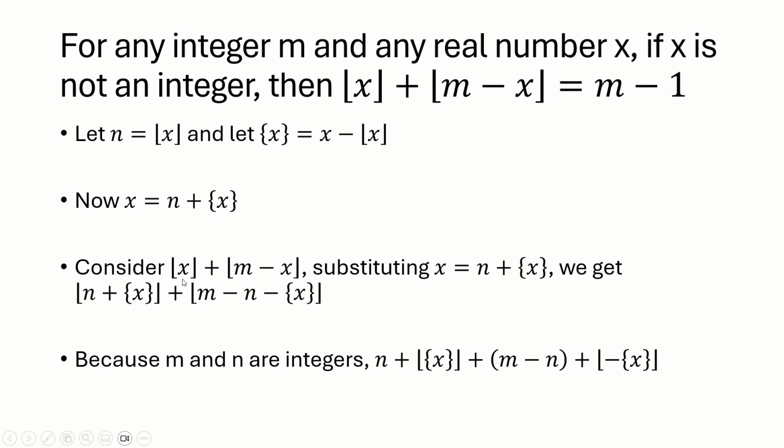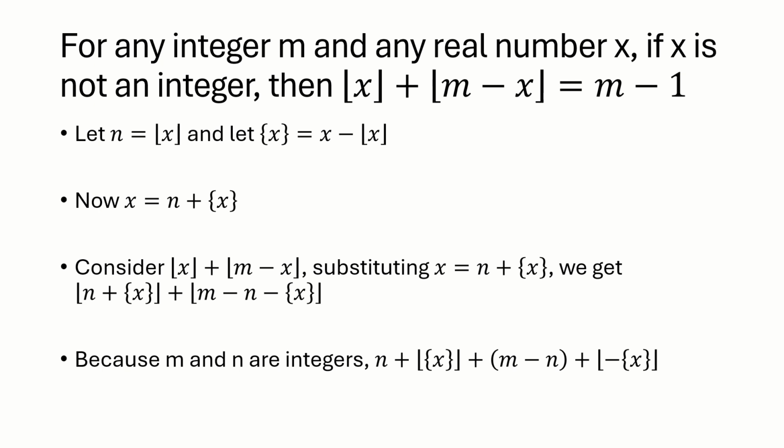Now let's consider the floor of x plus the floor of m minus x. We can substitute x equals n plus the fractional part of x from the line below to get the floor of n plus the fractional part of x, plus the floor of m minus n minus the fractional part of x. Because m and n are integers, we can bring the m and the n out of the floor.